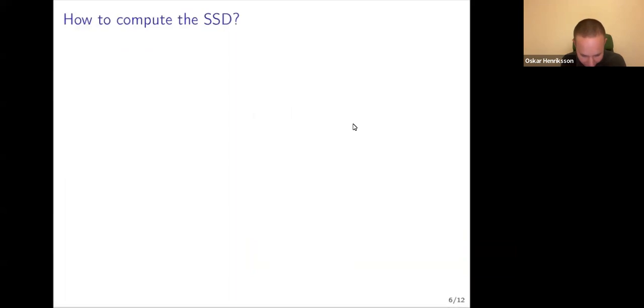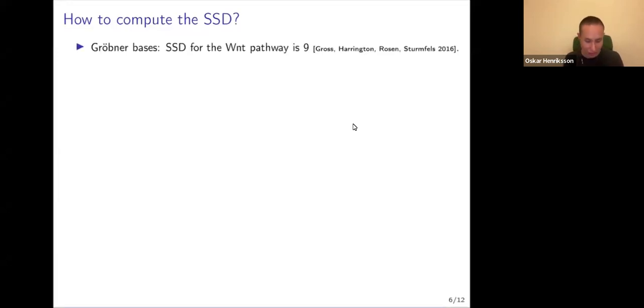And how do we compute the steady state degree? That's a little bit complicated. It's in general a hard problem to find the generic number of complex solutions of a parametric polynomial system. But what people have tried to do with the steady state degree before is to use something called Gröbner basis. It's a technique from computational algebraic geometry. So that was done in 2016 for this wind pathway that Elizabeth showed us. It turned out to be 9. In general, this is a very heavy computation. So this can't be done for much bigger networks than that.